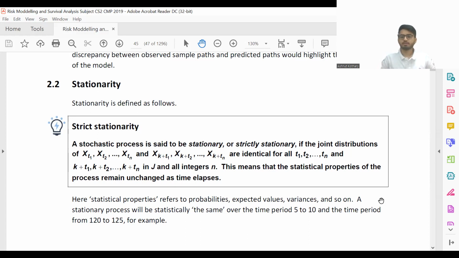K plus Tn, n is in subscript, and K plus Tnr is also in subscript. So again, in simple terms, a process is said to be strictly stationary if the statistical properties of the process remain unchanged over time.